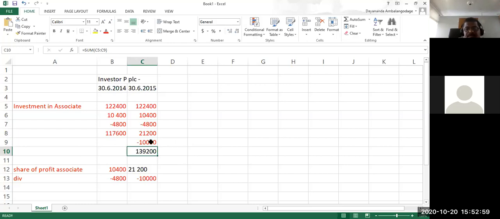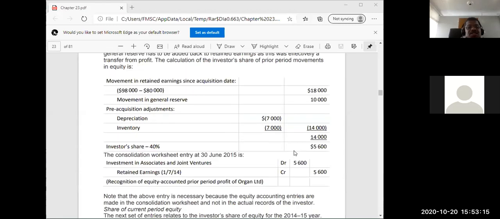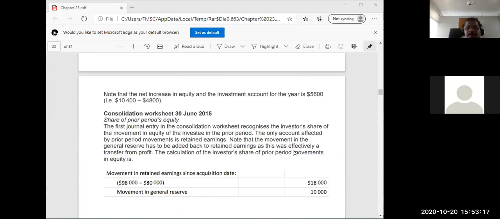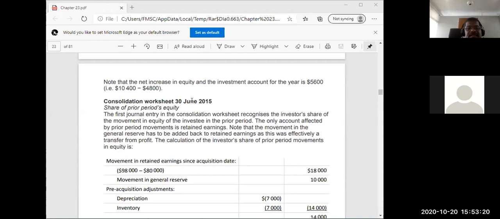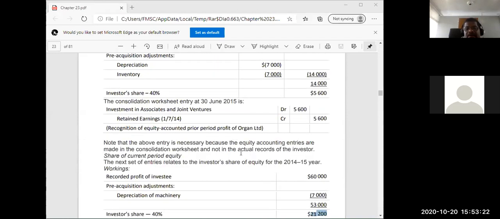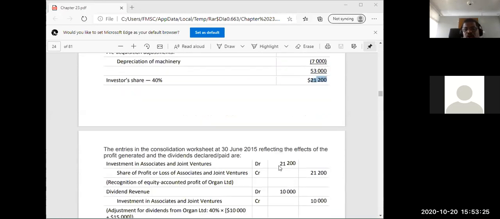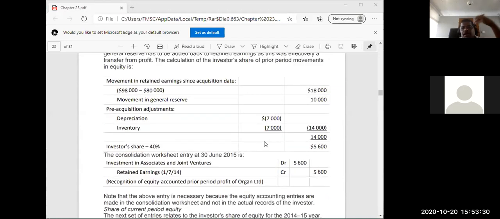Is it clear? Now what I want to do is discuss with you the other calculation which was in the chapter. So I'm just putting your attention onto this page. We are discussing 30th June 2015, and I discussed these two calculations with you, but now I put your attention to something else. Now look at this one: movement in retained earnings since acquisition date.